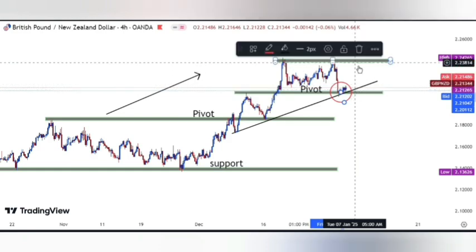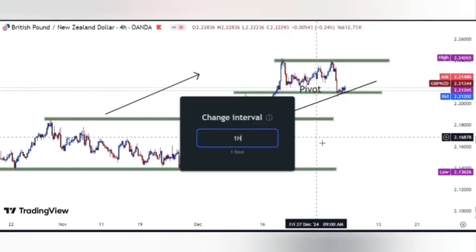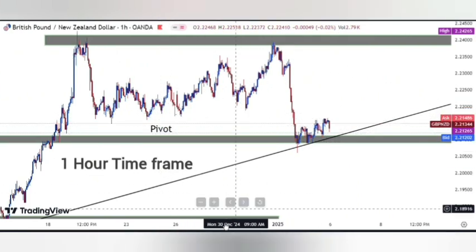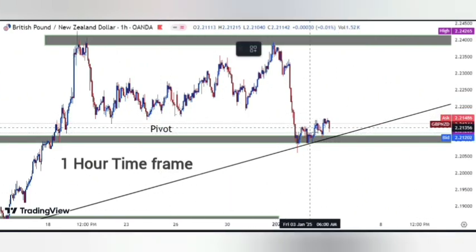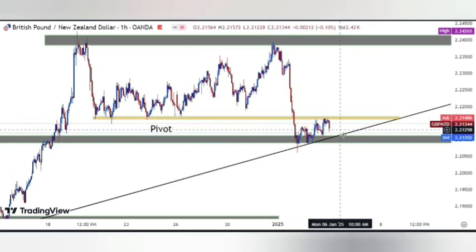When we go to a lower time frame, we go to our 1 hour time frame to refine our areas of value. It's happening right now at this pivot. We can also mark out this area here. All right, so we are looking at this area here.